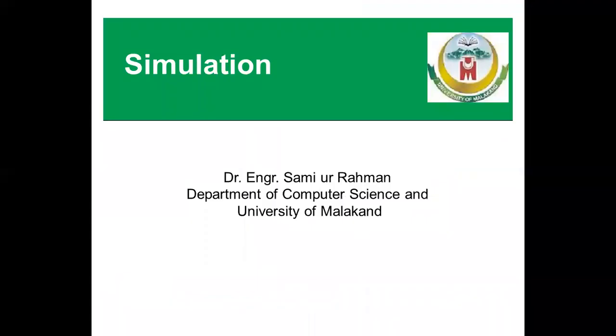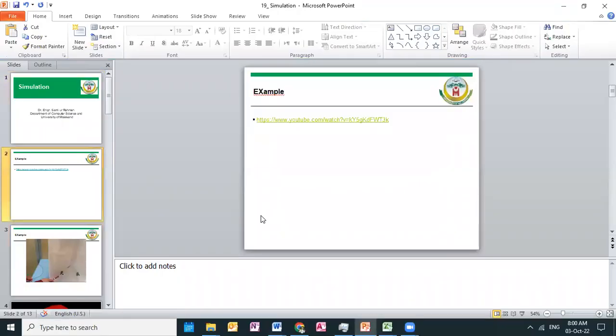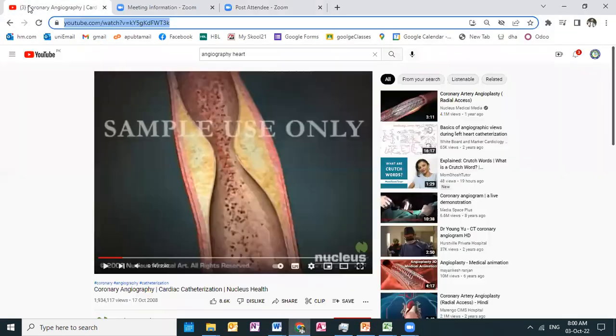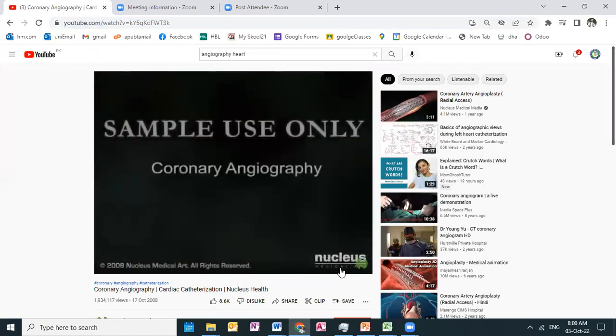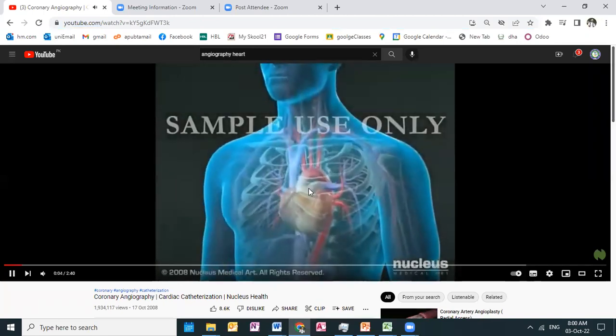Our today's topic is simulation. In this topic, we will discuss what simulation is and what the advantages of simulation are. Before going into the details of this topic, I would like to start with an example. Let's take the example of coronary angiography.